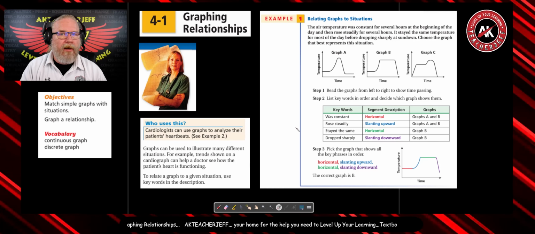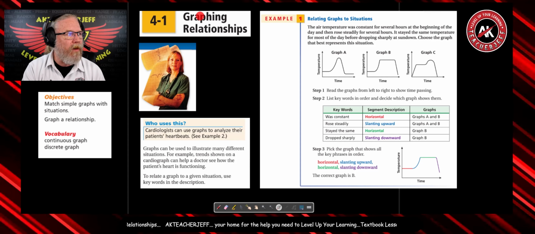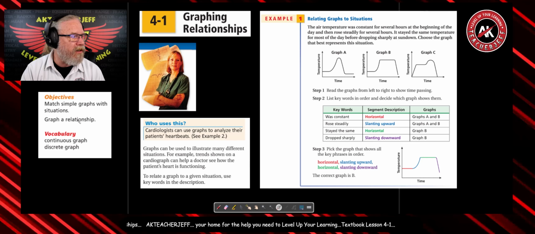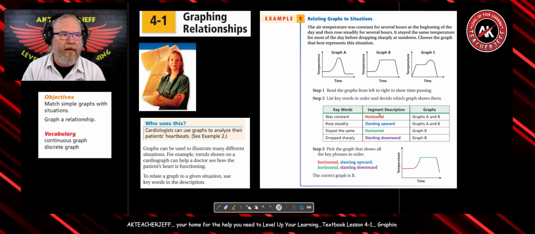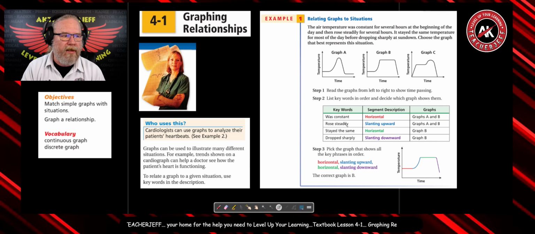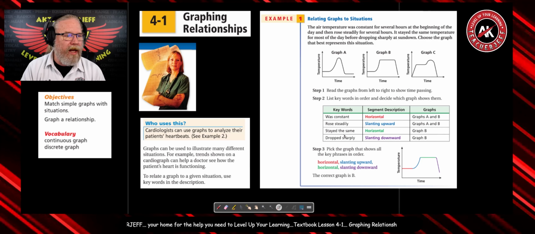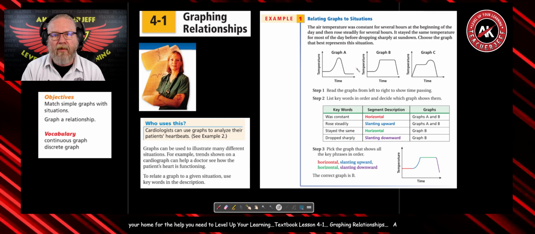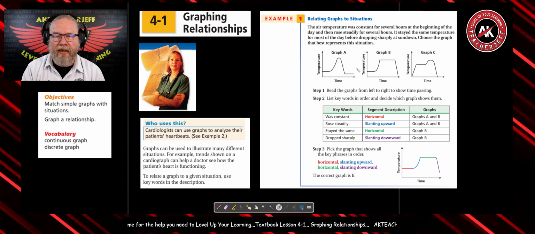All right, so that's all I've got for Algebra 1, Chapter 4, Lesson 1, Graphing Relationships. It was all about matching simple graphs to situations and graphing relationships. Key things are identify key terms such as was constant, rose steadily, stayed the same, dropped sharply. And also we had that whole thing about continuous. These are continuous graphs. And then the ones with dots, those would be discrete graphs. All right, so that's pretty much all I got.